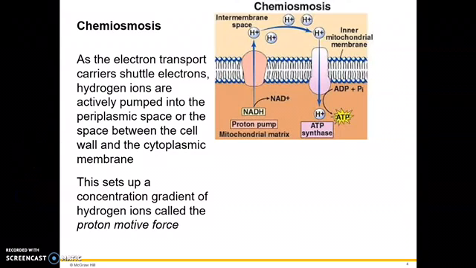So to break down what chemiosmosis is, it's basically when ions move by diffusion across a semi-permeable membrane inside the mitochondria. When this happens, it sets up a concentration gradient of hydrogen ions called the proton motive force. This illustration shows you the process of how chemiosmosis takes place.